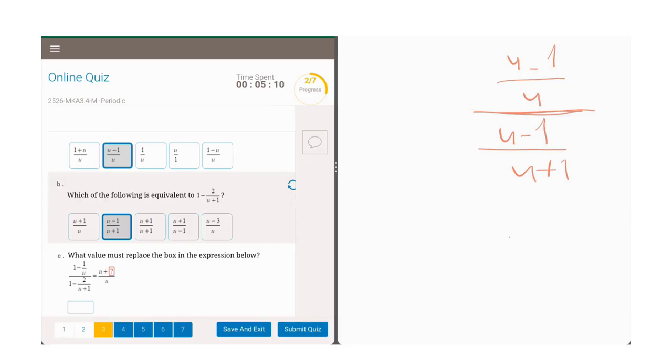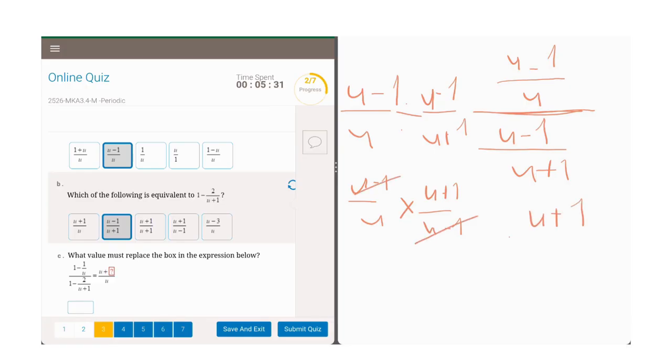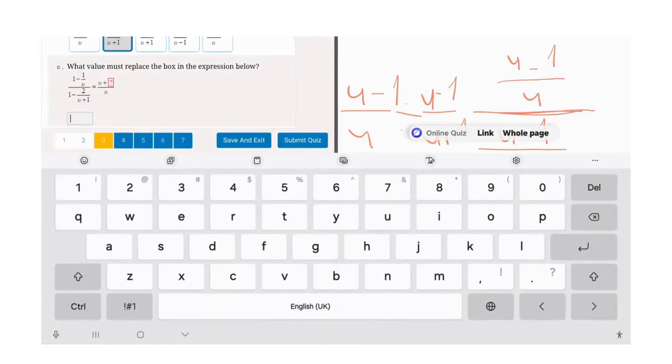And we can rewrite this big fraction as u minus 1 over u divided by u minus 1 over u plus 1. We do keep change flip, you get u minus 1 over u multiplied by u plus 1 over u minus 1. Cancel, cancel. You'll be left with u plus 1 over u. Here they ask for u plus what over u. The answer of the box would be 1.